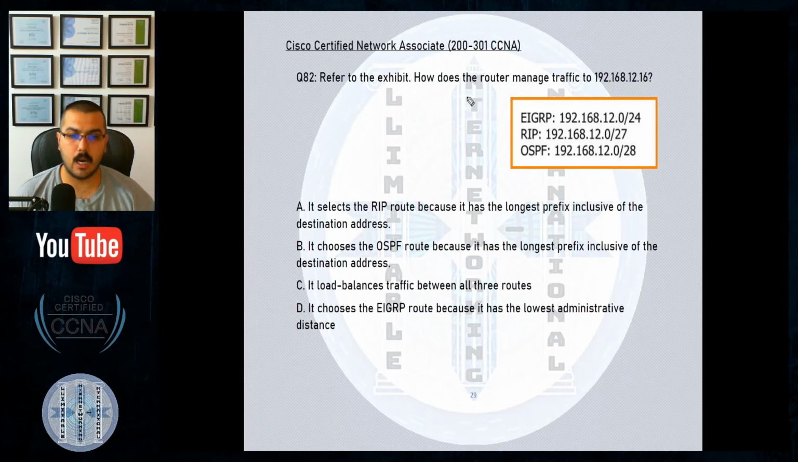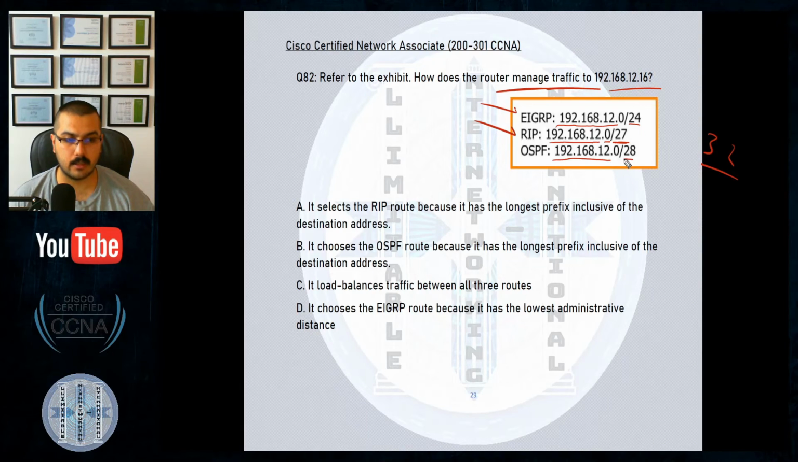Okay. How does the router manage traffic to this destination? Okay, let's see. EIGRP knows about that /24, it includes that address. RIP is .0/27, an increment of 32 IP addresses, so this one ends with .31, included.